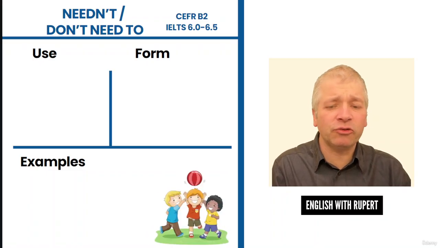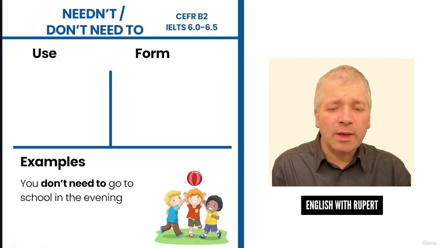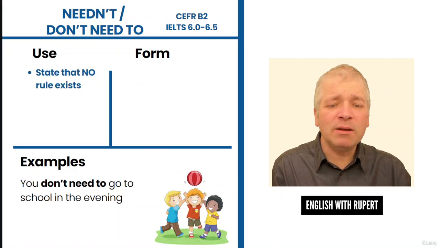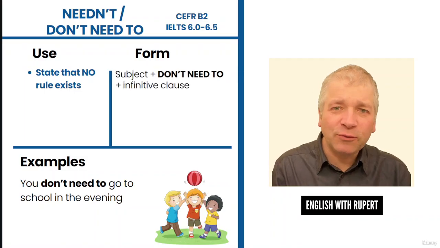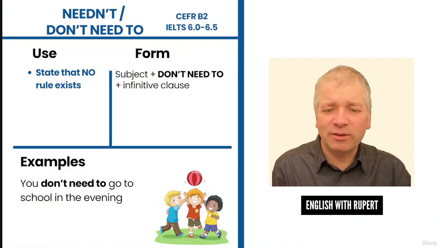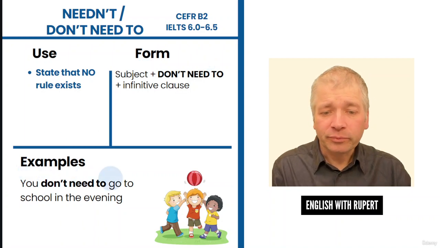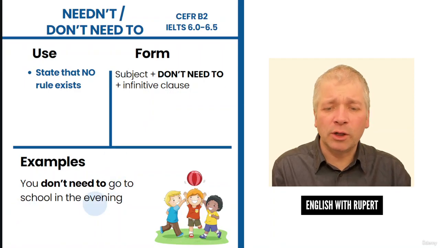Let's look at these children again. And as well as saying you don't have to go to school, you could also say you don't need to go to school in the evening. It's the same as don't have to, and it means that no rule exists. The form here is the same as don't have to, except we've used need instead. Subject, you, don't need to or do not need to, and then the infinitive clause. So the verb go followed by the rest of the clause.